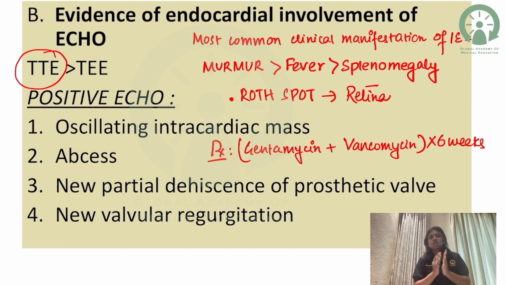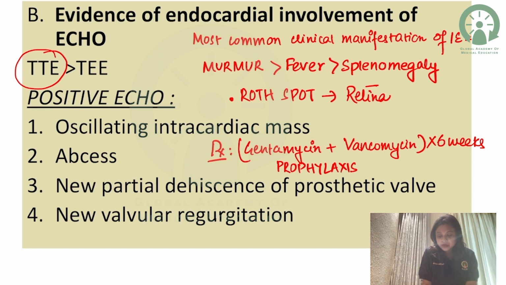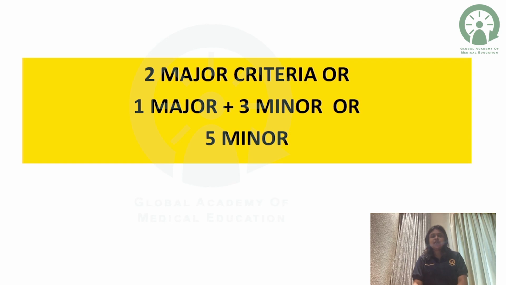So what is the prophylaxis? Rather, you should know what is the duration of prophylaxis that you provide. Prophylaxis is given for 6 months. So antibiotic duration is for 6 weeks, whereas the prophylaxis duration is for 6 months. Okay. So clinical criteria of infective endocarditis, we need either 2 major criteria, or 1 major plus 3 minor or 5 minor criteria for diagnosis of infective endocarditis.